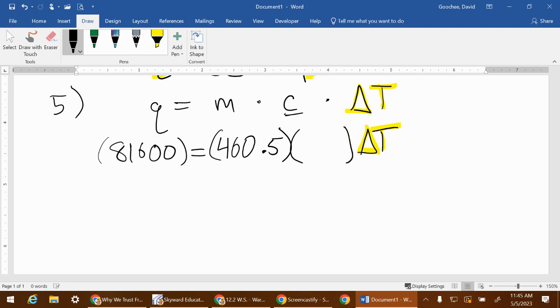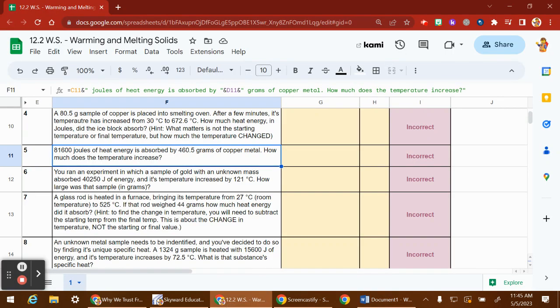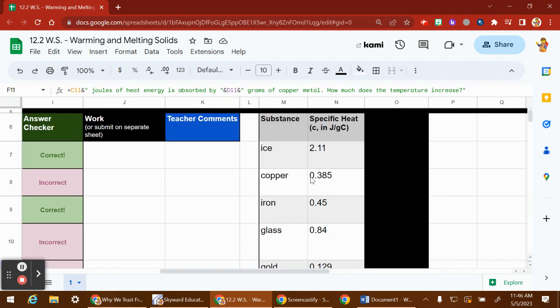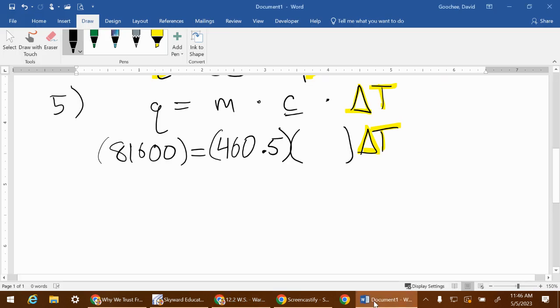Now, like with the last problems, the description here doesn't come out and just tell you what the specific heat of this substance is, but what it does tell you is that it's copper metal. And that's all the info you need. If you know it's copper, you can find the specific heat. And here it is, 0.385. So the specific heat is 0.385. It takes 0.385 joules to raise a gram of copper by 1 degree Celsius. That's what it means.